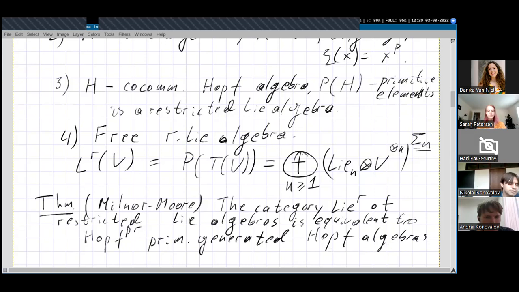and let's consider only Hopf algebras where primitive elements generate the whole algebra as an algebra, which is not always true. But let's consider only such. The category of such Hopf algebras would be equivalent to primitively generated ones. The equivalence is given by taking primitive elements and by taking the correct version of the universal enveloping algebra. Okay, good.